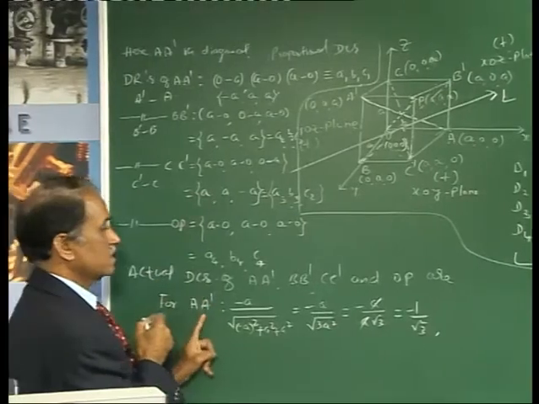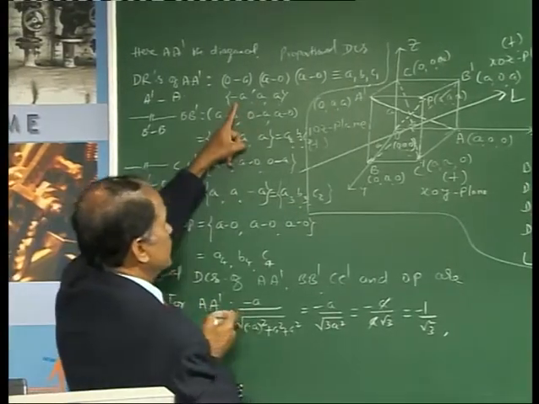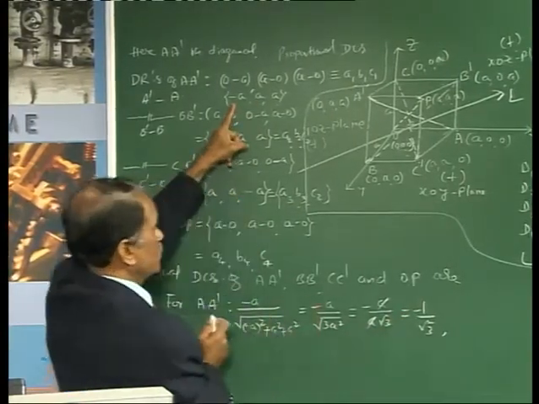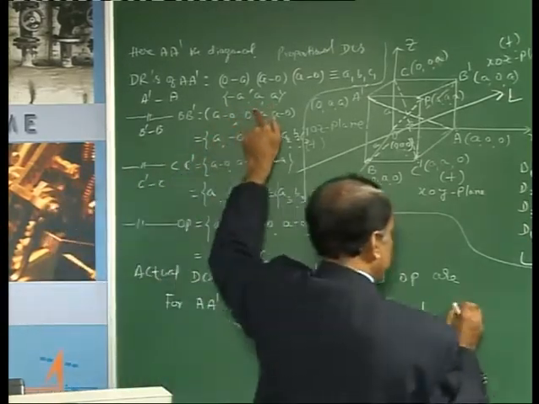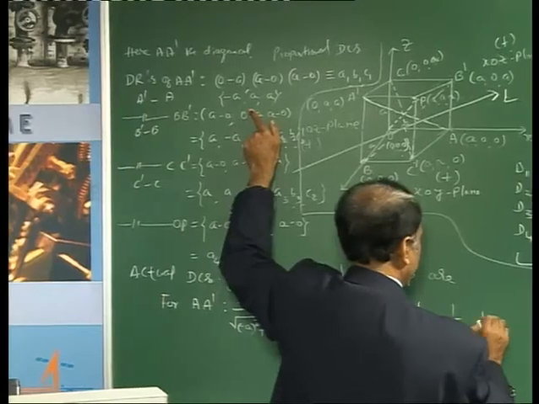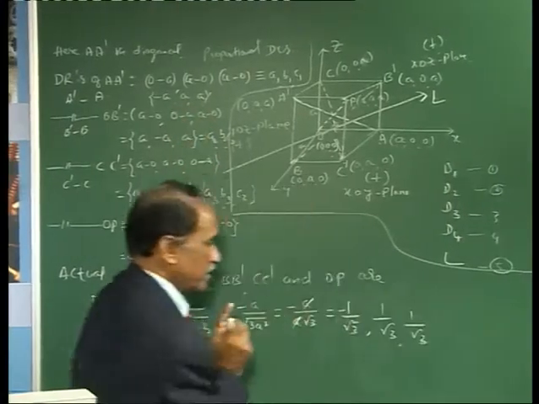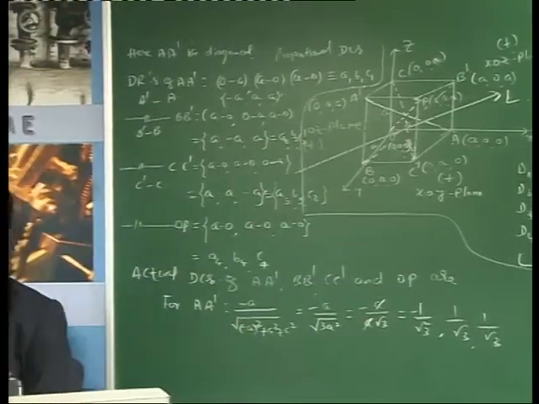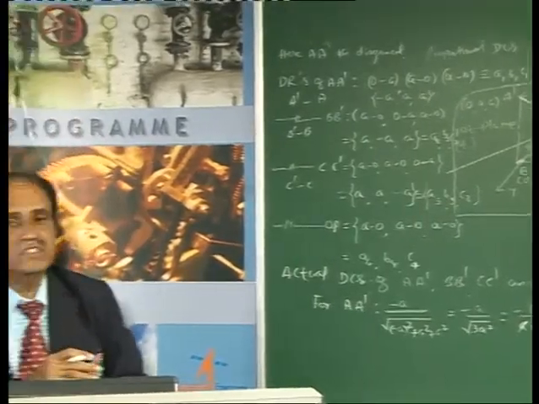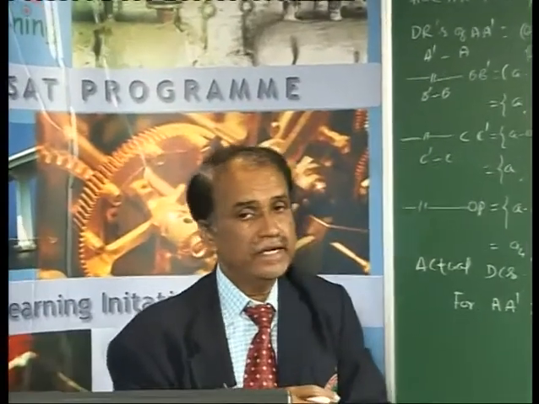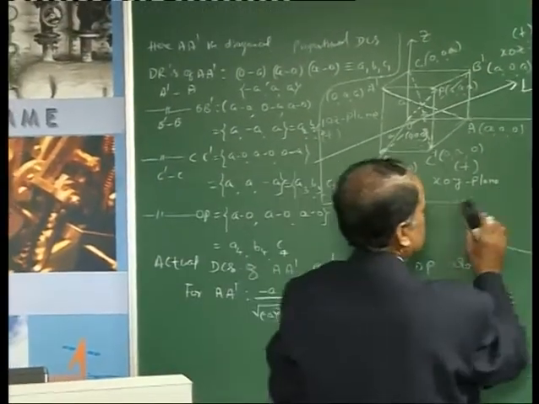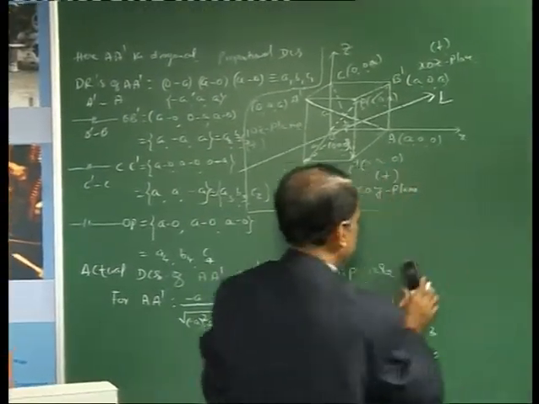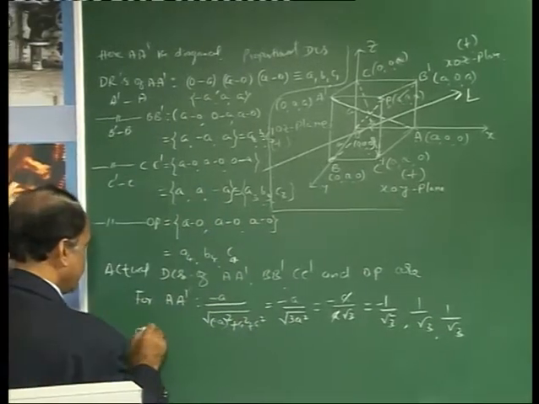And directly here itself I am going to write for a dash the actual DCs are, here minus sign is there, you are getting minus 1 by root 3. In every calculation that a cancels, then it must be 1 by root 3, then 1 by root 3. These are the actual direction cosines of the first diagonal, that is a dash. Now similarly other values I am going to represent. Other values means b dash.